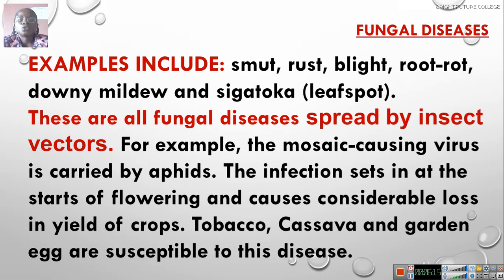Now we want to look at the vector. Diseases are spread by insect vectors. For example, the mosaic-causing virus is carried by aphids. The infection sets in at the start of flowering and causes considerable loss in the yields of crops. Tobacco, cassava, and garden egg are susceptible to these diseases.